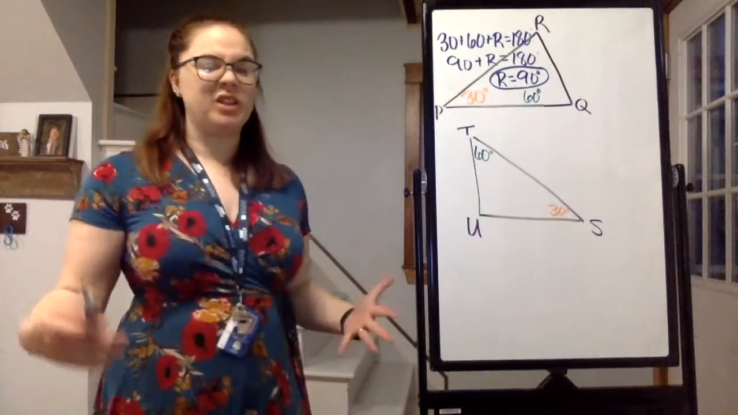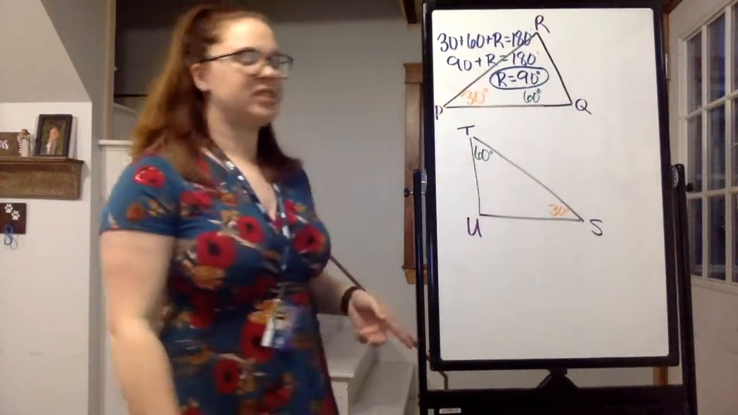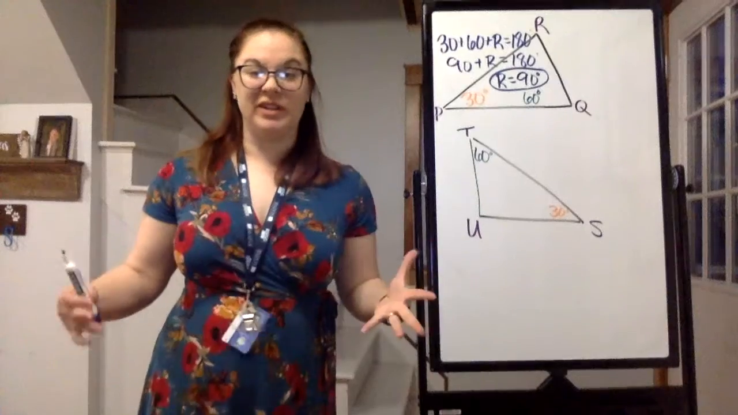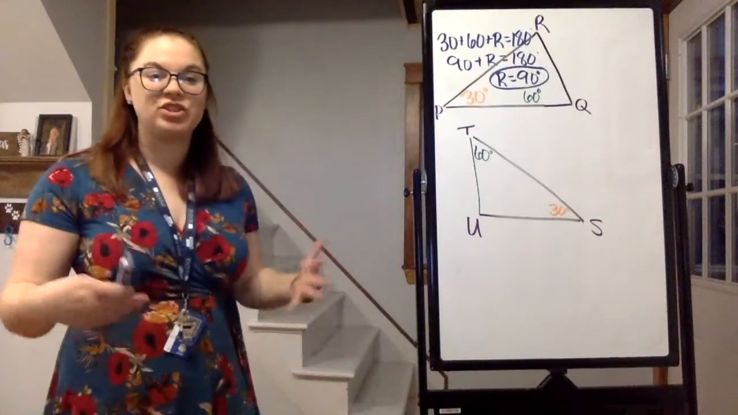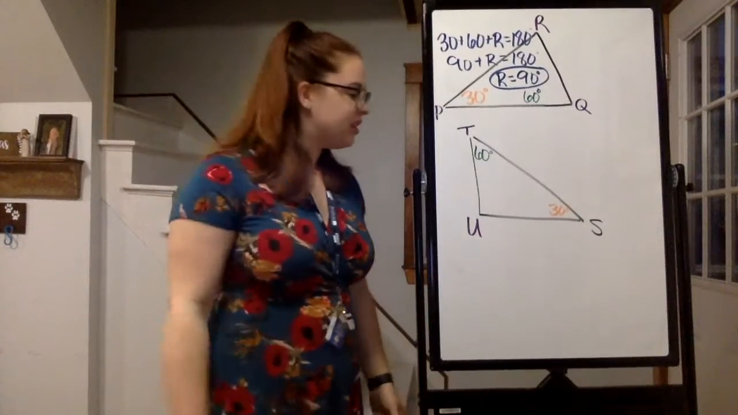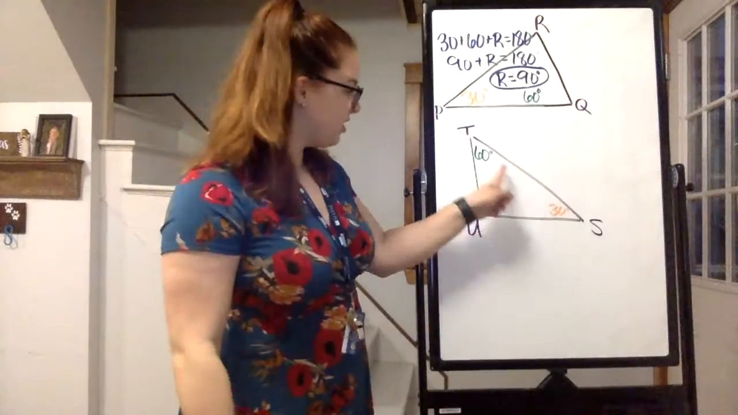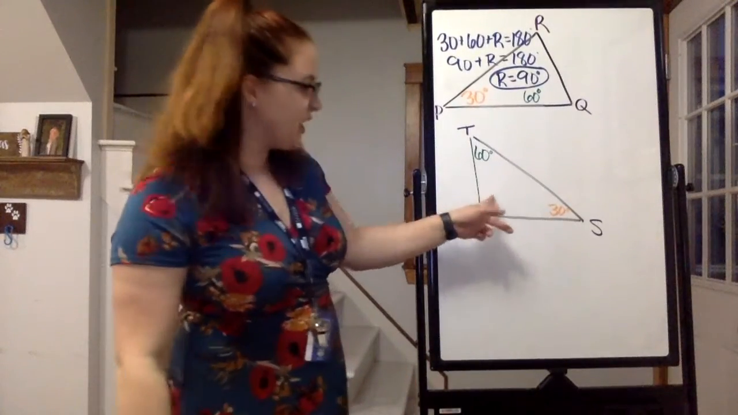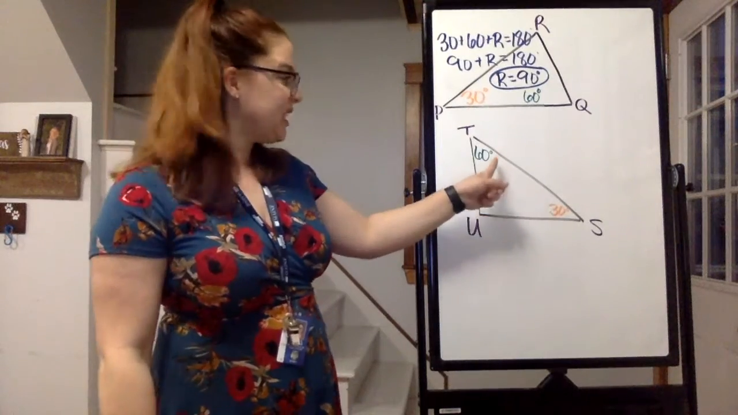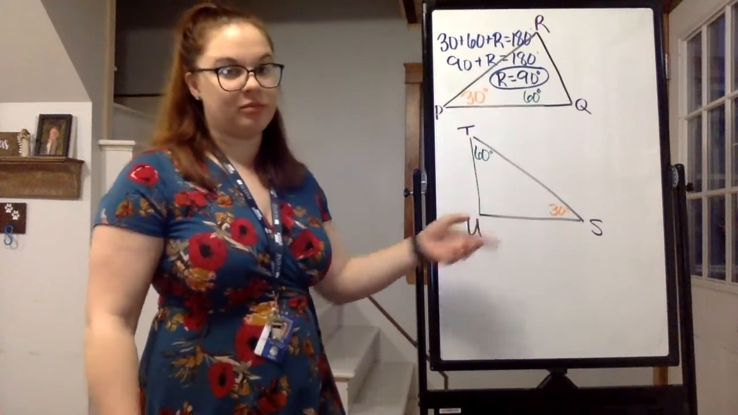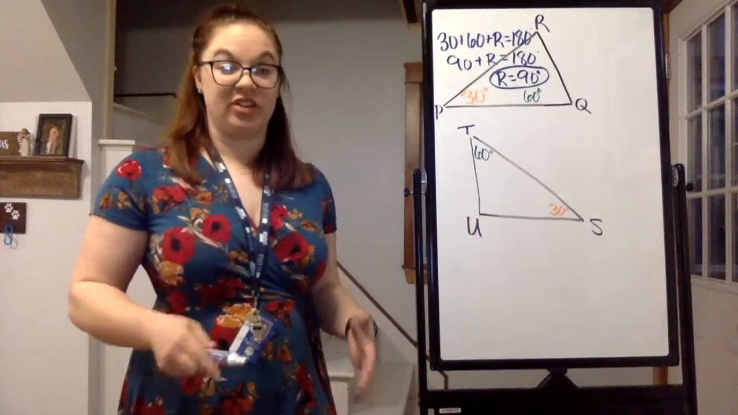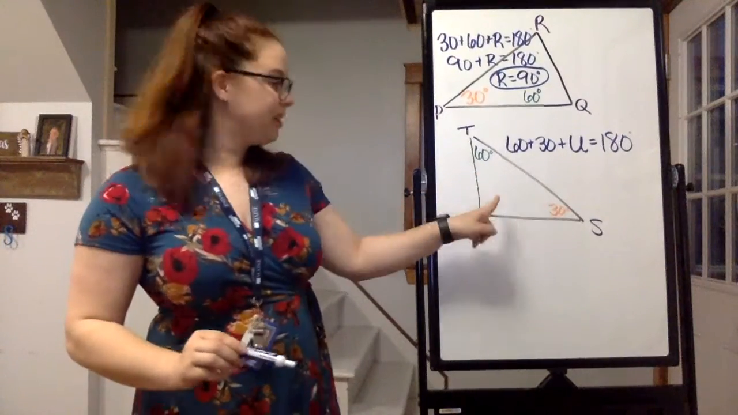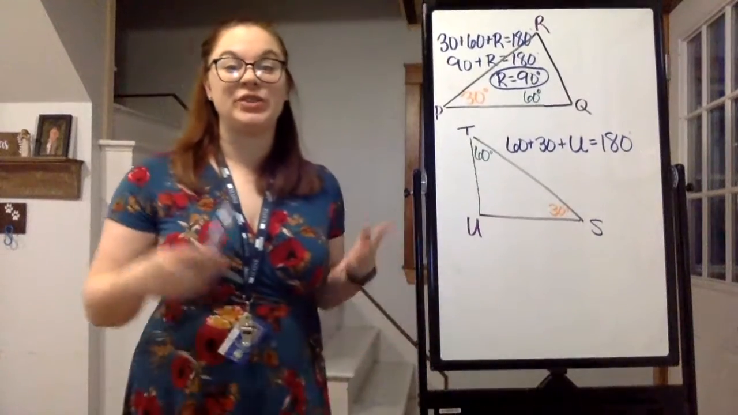Now, the rule that we talked about is that if two angles are congruent in two different triangles, then the third angle has to be congruent. But we're going to double check here to make sure that we got this right. So we know that the rule of triangles is the three angles together have to add to be 180 degrees. So let's check this out. S, 30 degrees, plus T, 60 degrees, plus U, an unknown, is going to equal 180 degrees. We're going to set this up algebraically again. So we've got 60 plus 30 plus U equals 180 degrees.